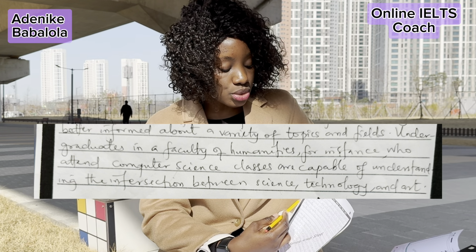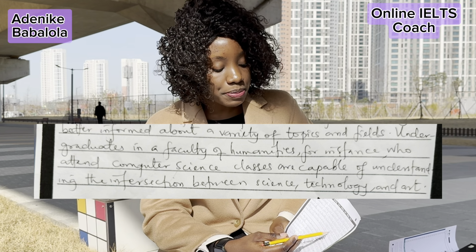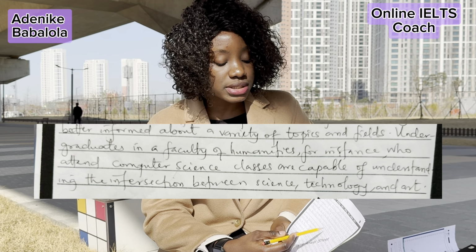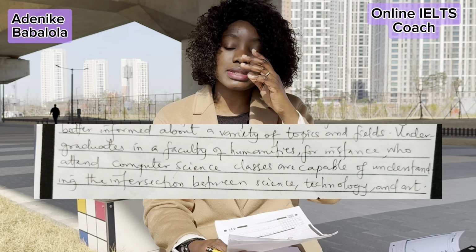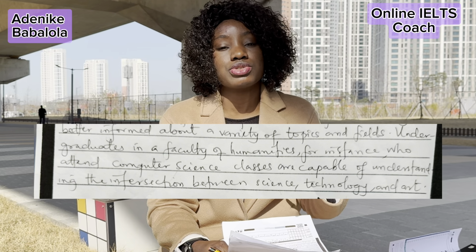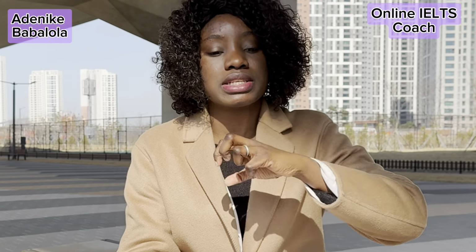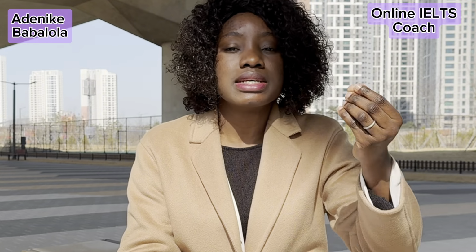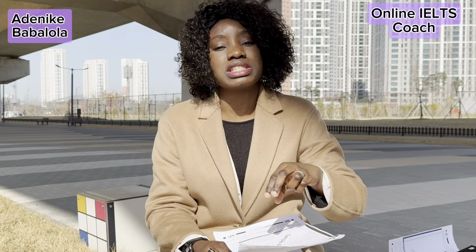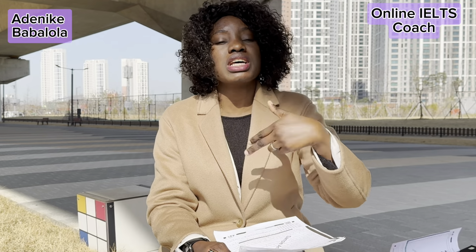Now, what is the example that I used to back this up? Let me read that sentence to you. Undergraduates in a faculty of humanities, for instance, who attend computer science classes are capable of understanding the intersection between science, technology, and arts. So it means that they are in the humanities, and we know that humanities is usually related to art and people and all of that. Now, you find if they take courses in computer science, then they are able to understand the relationship between science, technology, and art. This is the way I justify my point about studying more than one course and how it leads to a more thorough education.